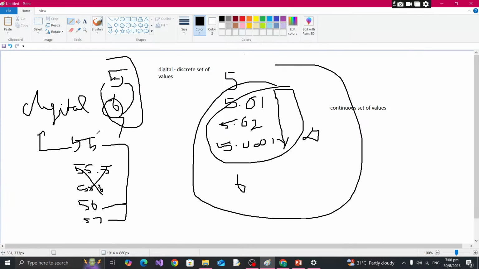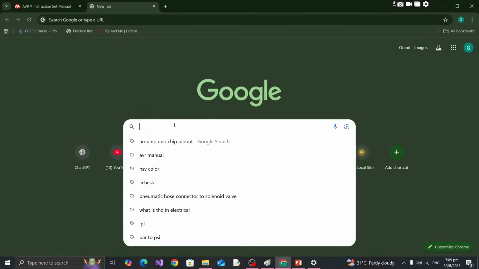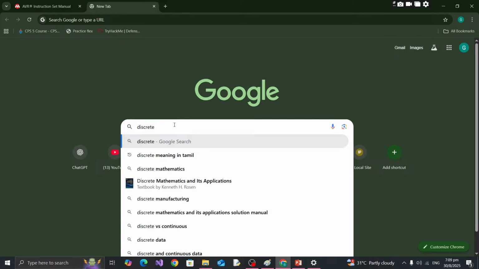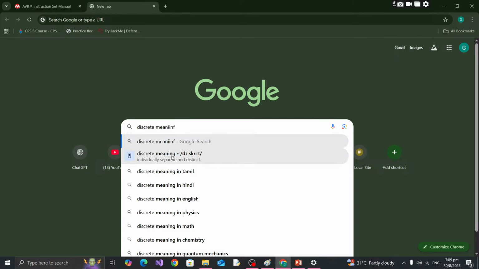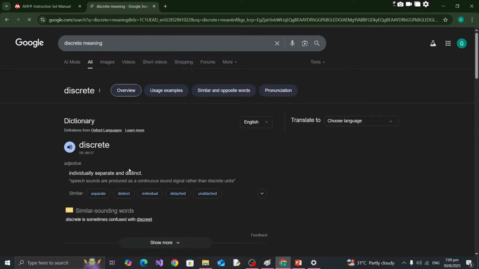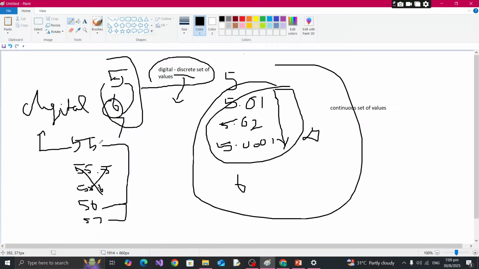So I can call my bike's odometer a digital odometer because after 55 it shows 56, and after 56 it shows 57. It's a discrete set of values. What is discrete? If we go online and search for the meaning of discrete, it shows us individually separate and distinct. So we have separate, distinct values. So it is called a discrete set of values, and we call them digital values. Okay.